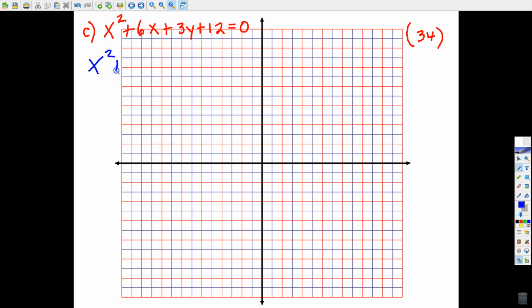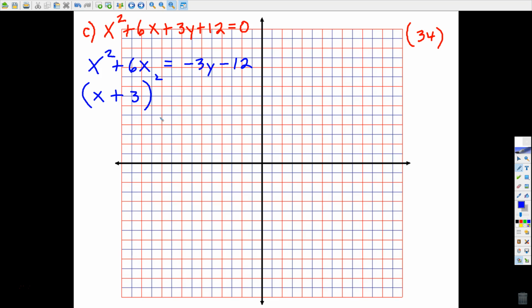So to get this set up, I'm going to put my x terms on the left, and I'm moving everything else to the right. So I'm preparing to complete the square on x. When I complete the square, in the parentheses I would have x plus 3. See where I got 3? 6 divided by 2. Okay?